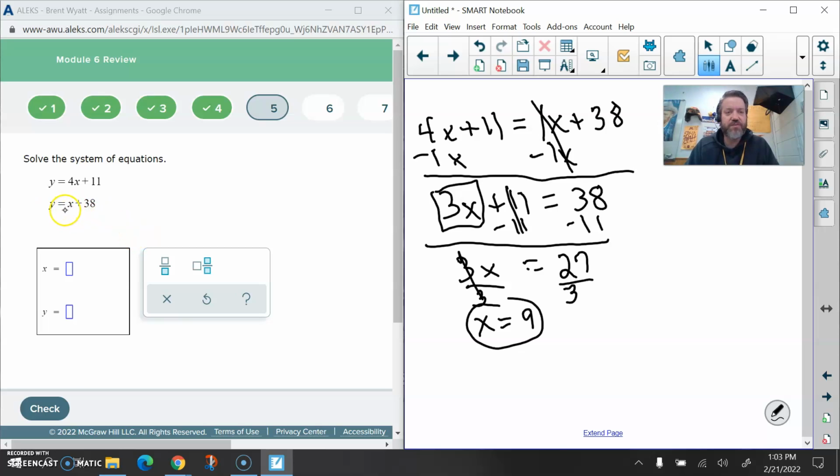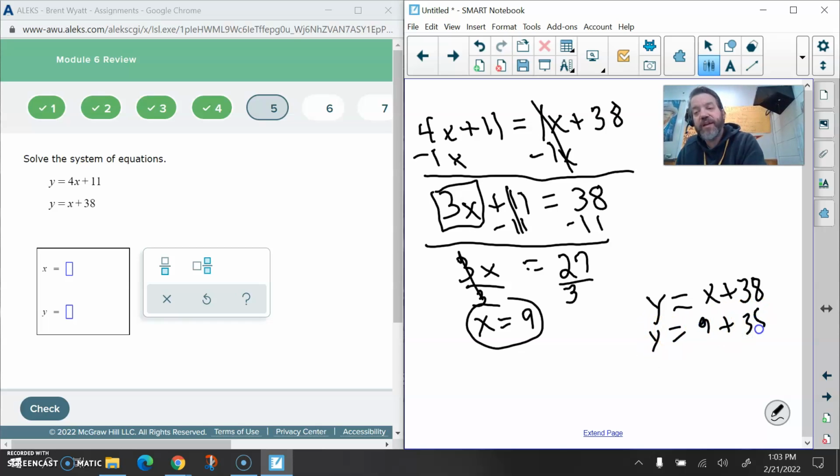The second equation is really nice here because it simply says y equals x plus 38. So all I'll need to do is just substitute 9 in for x here. Y equals 9 plus 38. And again, I apologize, this is a little messy. And so y is equal to 47. There it is. And then I enter these values in over here.